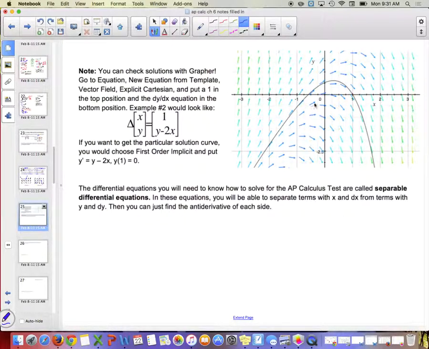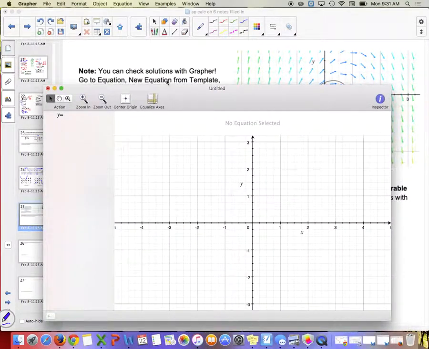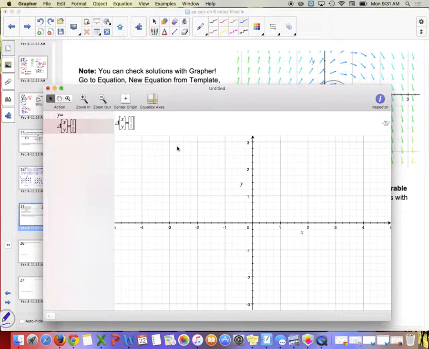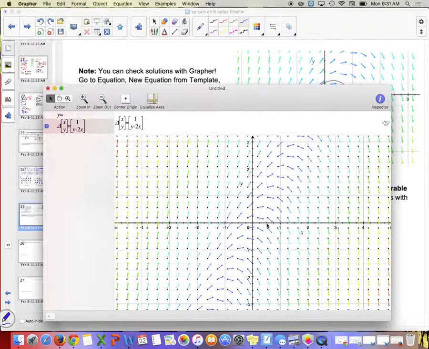Okay, so I went ahead and sketched in the slope field, the little direction field. And then I drew in the initial condition curve. If you go here, I'll show you how to do it. You go to equation, new equation from template, vector field, explicit. If you just put a 1 in the top, and then what was ours? Y minus 2x. We put that in. Hit enter. It draws that direction field.